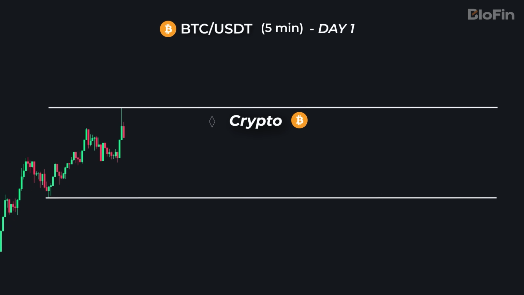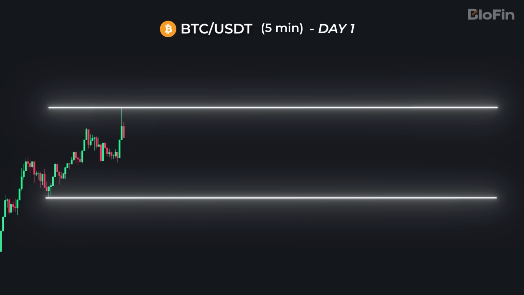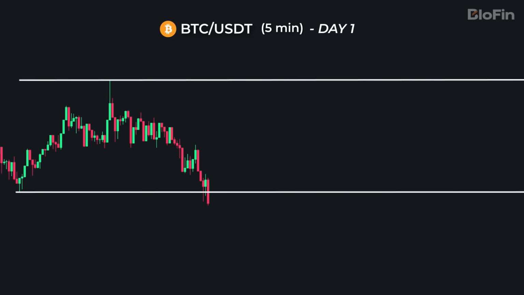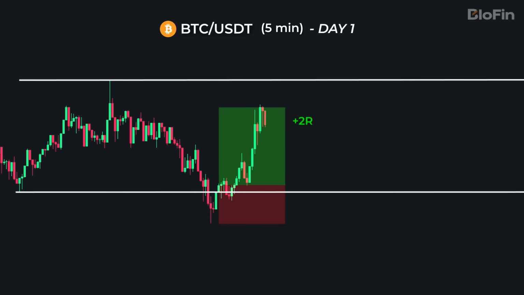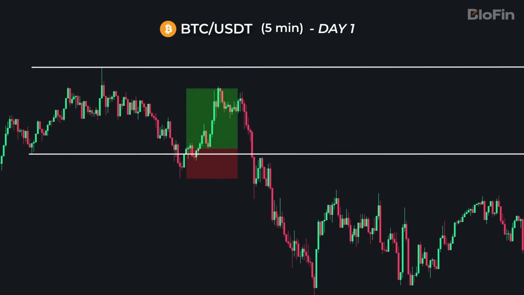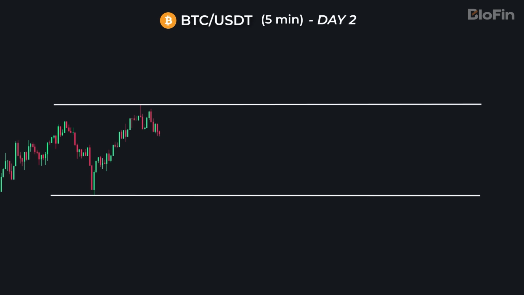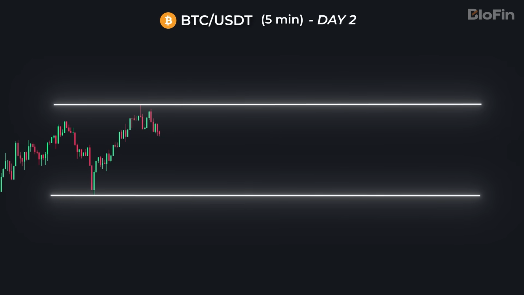Here, I'm on the Bitcoin 5-minute chart, and I already have the 4-hour range marked. Right here, we can see price broke out and closed below the range low. Then it quickly closed back above. That gave us a long entry. Stop loss goes at the low of the breakout, and take profit set at 2 times risk. And as you can see, price hits the profit target, giving us a 2R profit. After that, price went out of the range again but didn't close back inside, which means there were no more setups for today.